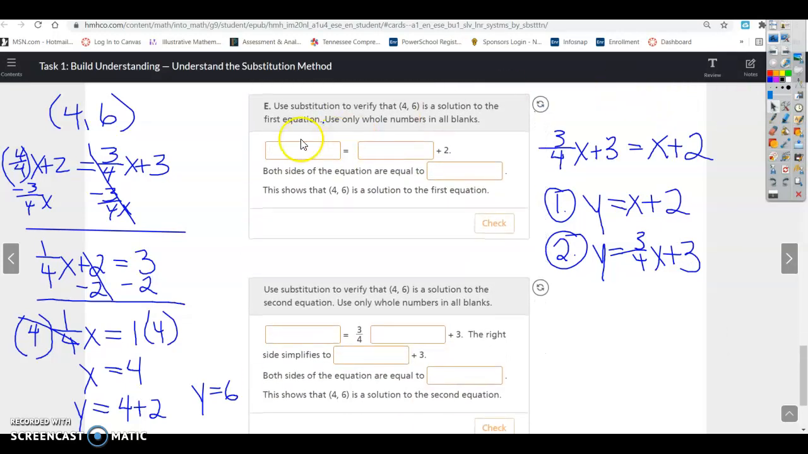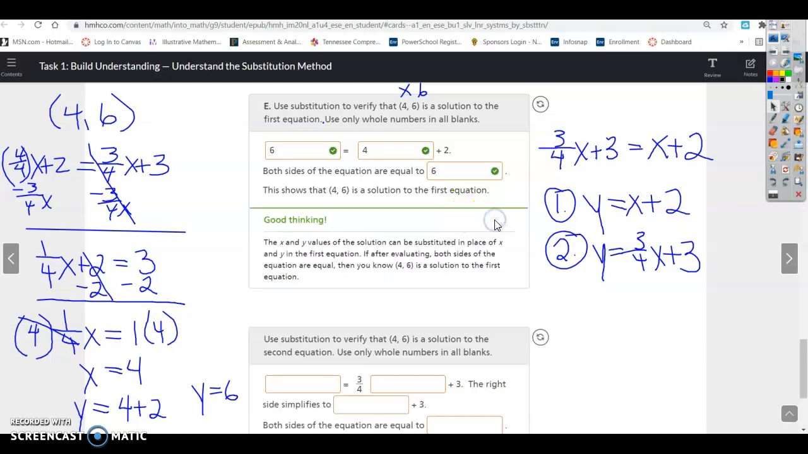All right, so it says use substitution to verify that 4/6. So we know that 4 is the x, 6 is the y. So we're going to put in 6 for y. So we're going to say 6, does 6 equal, and then x is 4. Does 6 equal 4 plus 2? Both sides of the equation are equal to 6. So that shows that 4/6 is a solution to the equation. So when we plug in our variables, it does work. This should be a y instead of a 6.